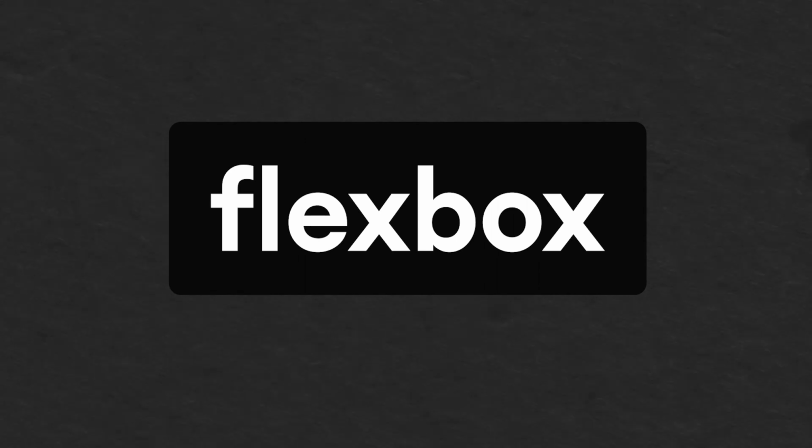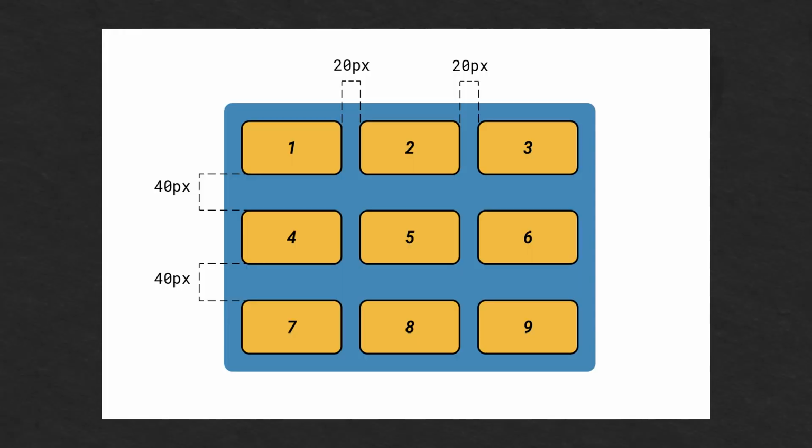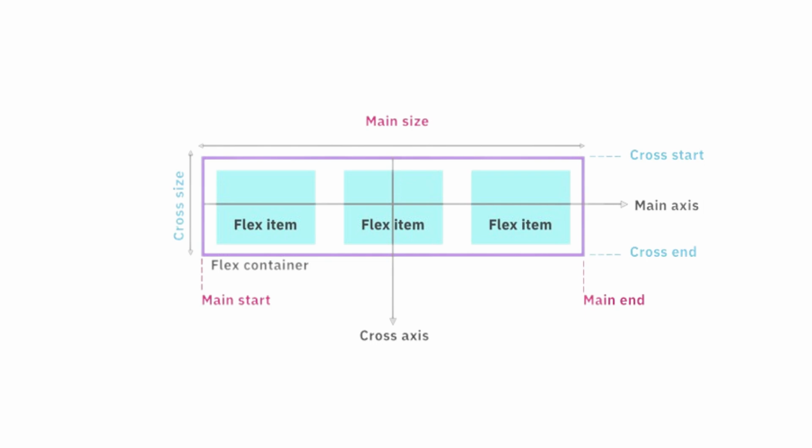Today we are going to learn Flexbox. Flexbox is a layout model that allows you to create flexible and responsive design with ease. It works by distributing space among items in a container, and it's perfect for building one-dimensional layouts, either horizontally or vertically. There are a few terms that you need to understand before we go to understand Flexbox.